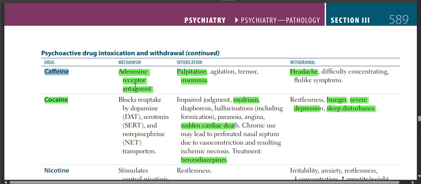Ipratropium? No, it's actually theophylline. Okay. So remember that theophylline is also an adenosine receptor antagonist.